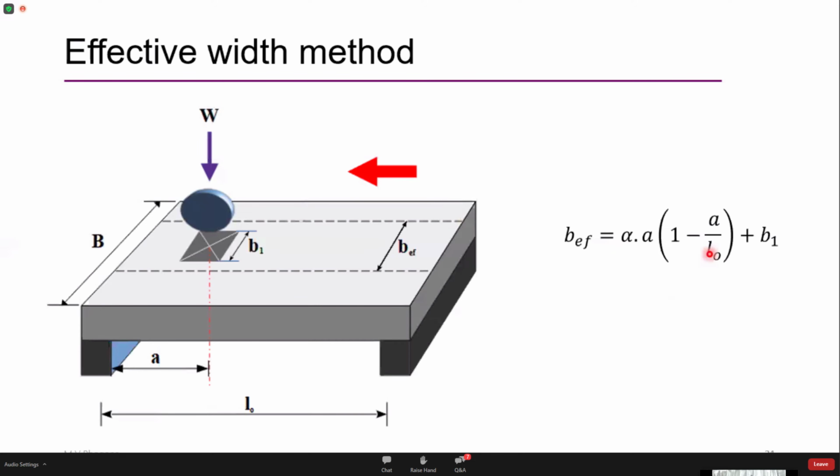When we read this expression, alpha is a constant which depends on the aspect ratio, that is B upon L0. a is the distance of the CG of the load from the nearest support. L0 is the effective length of the slab, and B1 is the width of the dispersion. These things get clearer when we move on to the next slide.